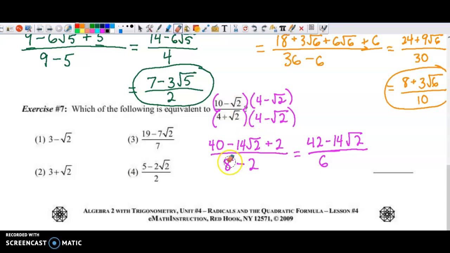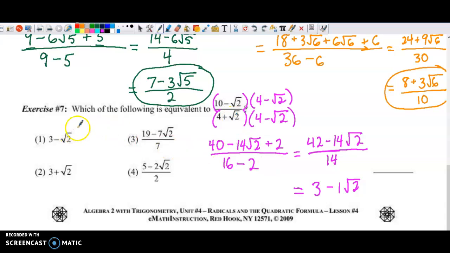I definitely found my mistake. I don't know if any of you caught it. It was 4 times 4 is 16. Silly me. 16 minus 2 is 14. There we go. And now each one of those numbers is divisible by 14. 42 divided by 14 is 3. 14 divided by 14 is 1. And then 14 divided by 14 is 1. But you don't have to write divided by 1.